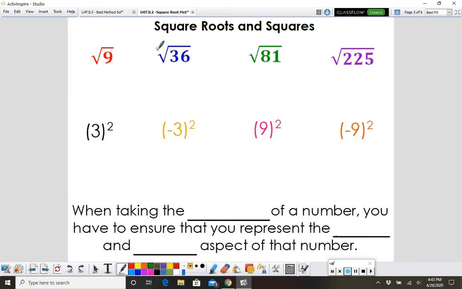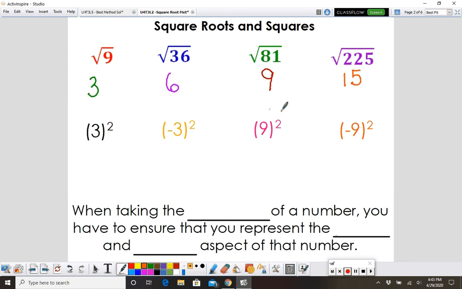So this symbol here represents a square root symbol. It's also called a radical symbol. When you see it, you're looking for the number that, when you multiply it by itself, will equal the number under the square root symbol. So the square root of 9 is going to be 3 because 3 times 3 equals 9. Looking at the second one here, the square root of 36 is 6 because 6 times 6 is 36. The square root of 81 is 9, and the square root of 225 is going to be 15, because 15 times 15 gives us 225.